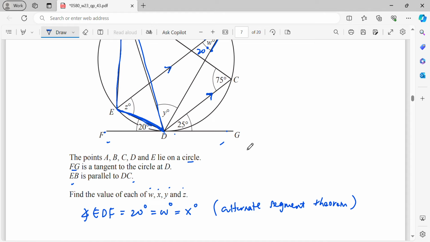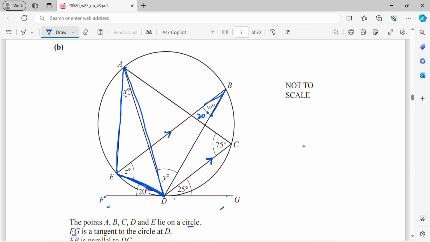Okay, now the next is to refer to the 25 degrees here. So this 25 degrees, you see this is the tangent and this is the chord, right? This is a chord, and this is the angle subtended by the chord in the alternate segment. That means if here is 25, this is going to be 25.